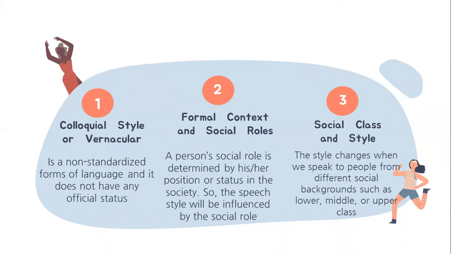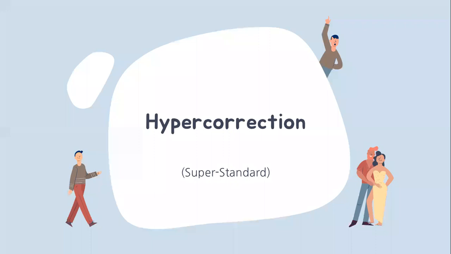Second is formal context and social roles. A person's social role is determined by his or her position or status in society, so the speech style will be influenced by the social role. Third is social class and style. The style changes when we speak to people from different social backgrounds such as lower, middle, or upper class. The next slide will be presented by Aisha.